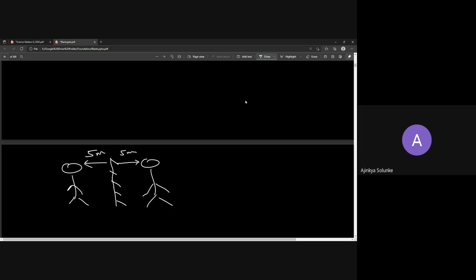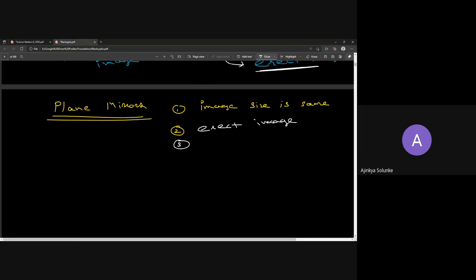You must have checked inside your mirror, you must have moved backwards and forwards, and you must have seen how your image travels. So can we say the distance between object and mirror is the same as the distance between image and mirror? Can we say like this? Okay, so that's the third point: object mirror distance is equal to image mirror distance. That is the third point we are going to understand.